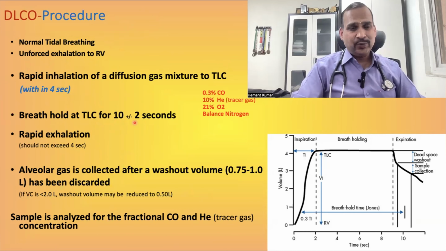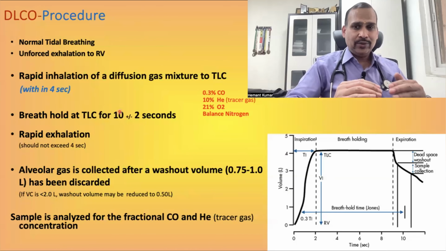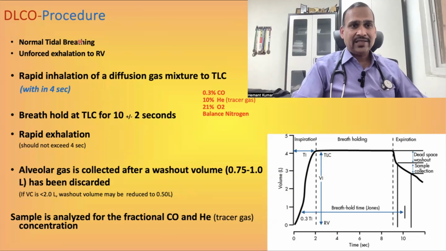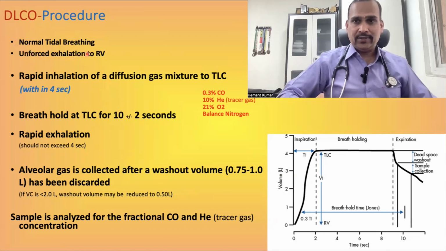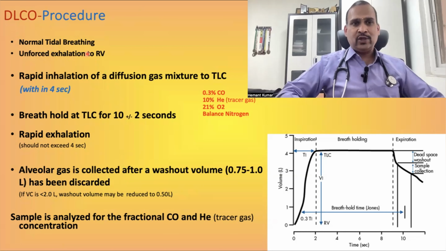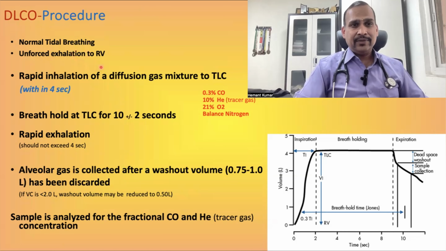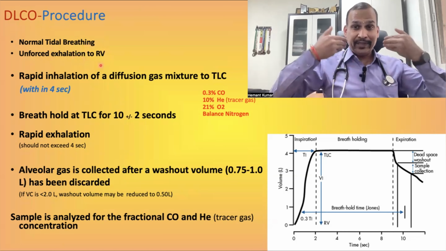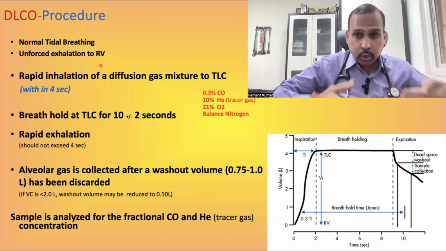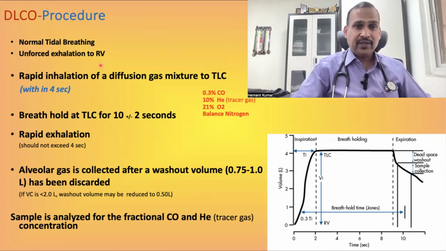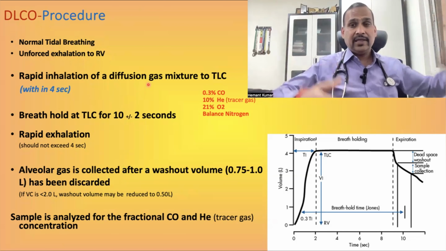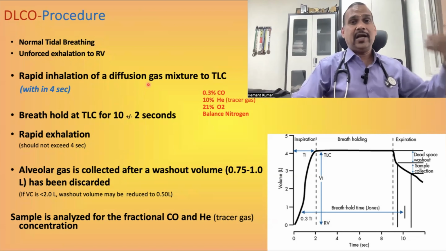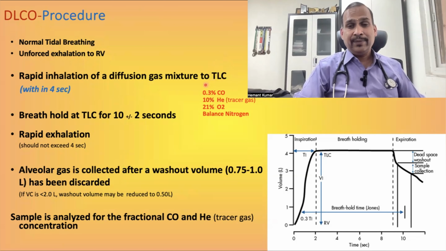So this is the DLCO procedure, how to do the DLCO test. Ask the patient to sit and relax. Then ask him to take normal tidal breathing, normal inspiration, expiration. Then ask him to exhale up to RV, completely evacuate his lungs. Then ask him to take a rapid, deep breath up to total lung capacity, but it should be rapid, within 4 seconds.